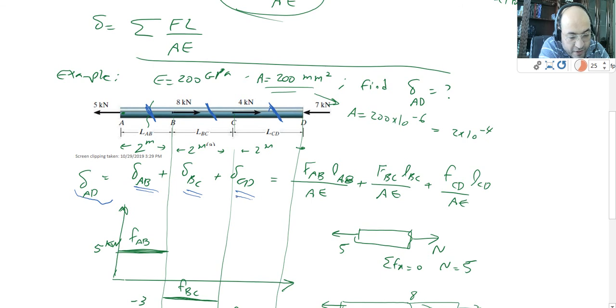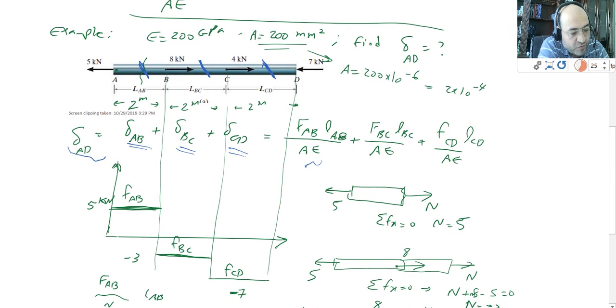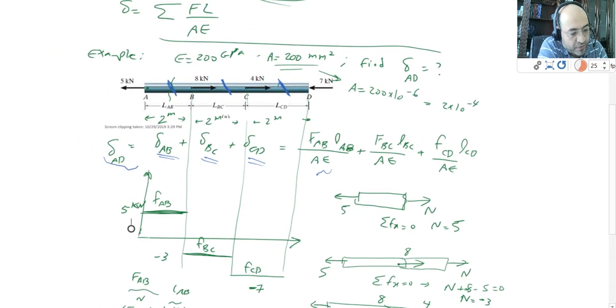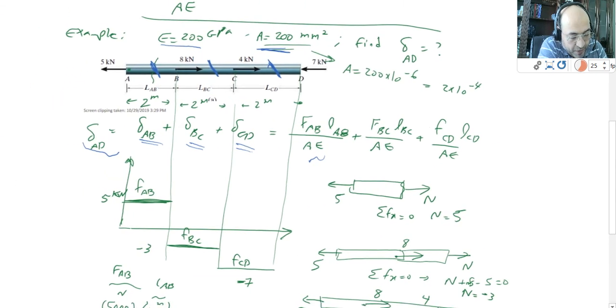And then from there I get to this equation, F AB L AB over AE. Again, in this case, why do I use one AE? Because that's the same material, so E stays the same, and the same cross-sectional area. So they are given to me. E is 200 gigapascals and the area is 200 millimeters squared. These two were already given to me, and I'm going to use them in my equation.